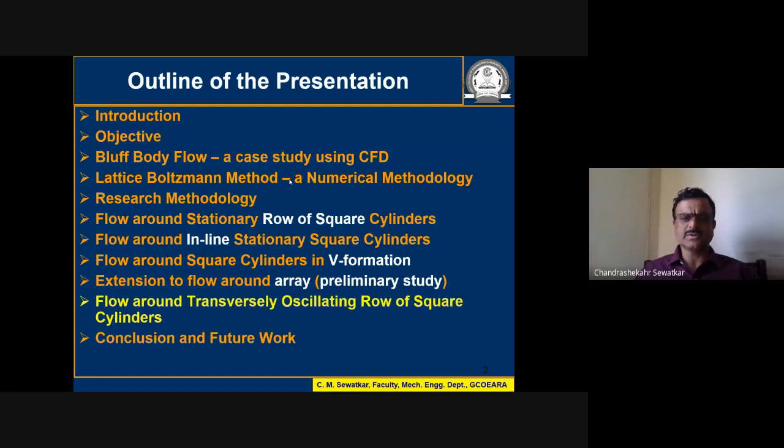I'll give you the definition of bluff body as we go ahead. Flow around inline stationary square cylinders. And if time permits, I will also go through flow around cylinders placed in a V formation, a cylinder around an array of cylinders, and flow around a transversely oscillating row of square cylinders, and so on. I am not sure to what extent I'll be able to cover all these points because this is quite exhaustive. But I will try to give you at least the details of the first two works which we have done.